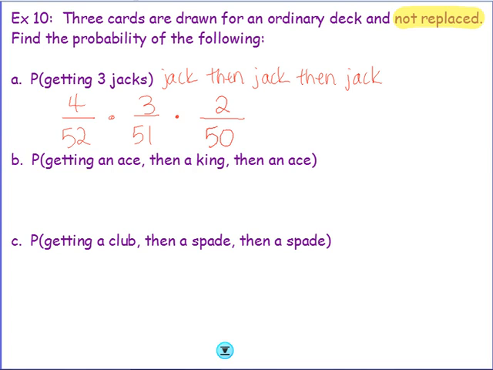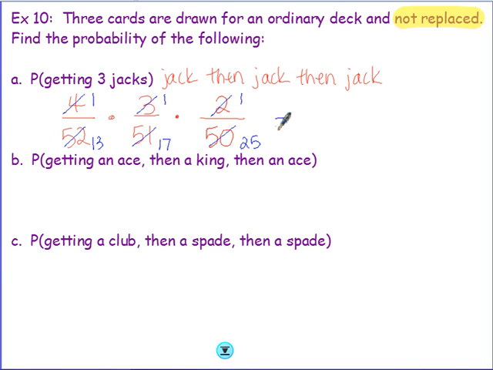For instance, 2 and 50 can both be divided by 2. You're left with a 1 and a 25. 4 and 52 can both be divided by 4. You're left with a 1 and a 13. 3 and 51 can both be divided by 3. You're left with a 1 and a 17. Now that you're done with all your reducing, there's 1s on the tops. Now you don't have to worry about it later.